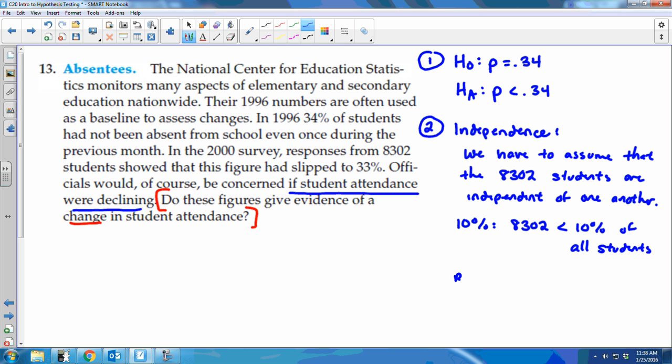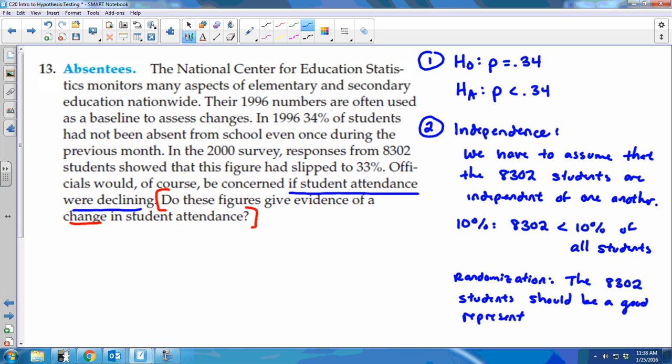Okay. Does it anywhere in this question say that this is a random sample? No. So don't say it's a random sample. So what are we going to say instead? The 8,302 students should be a good representation of all students' attendance.